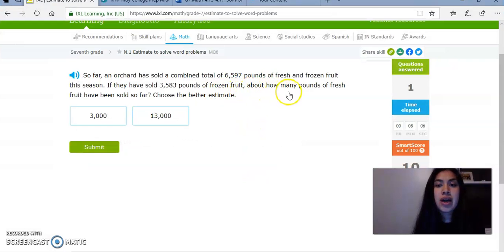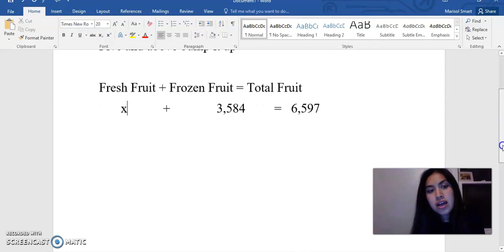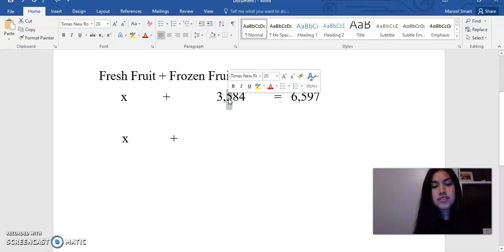If I go back, it says about how many pounds of fresh fruit have been sold so far. Choose a better estimate. So again, they're asking us to choose a better estimate. Before we can solve for the amount of fresh fruit, we need to round. Okay, so both are in the thousands. So I'm going to round to the nearest thousand, and I'm going to look at the next place value, which is the hundreds, and it's a 5. So I remember 5 and above, I round up. So I'm going to round my 3 to 4, so it becomes 4,000.